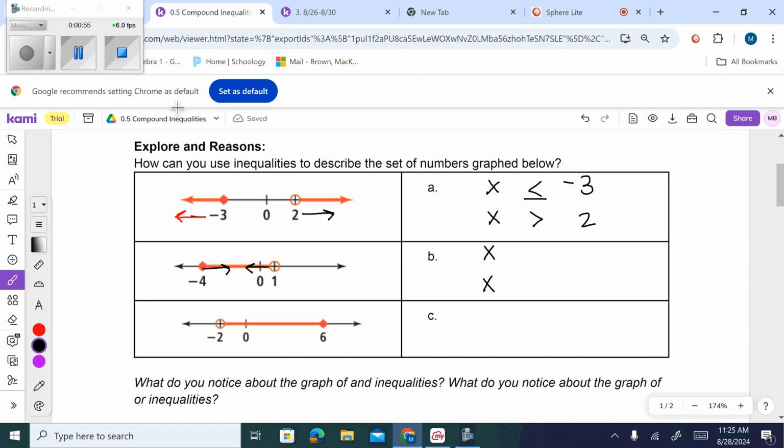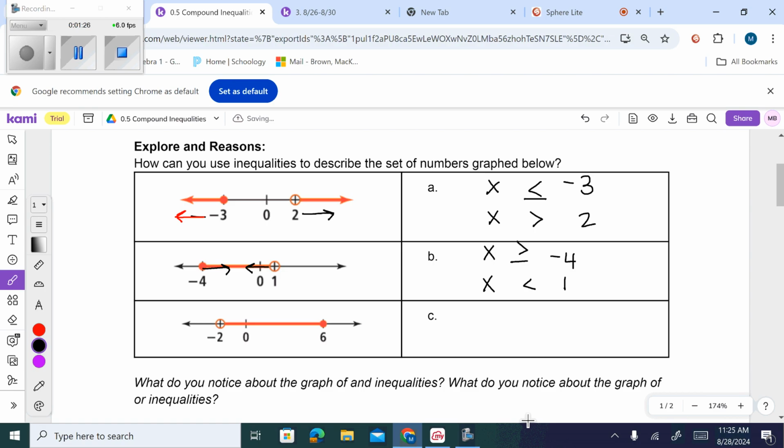And what's probably going to go with that first X? -4. And what's going with that second X? 1. Alright? So at that -4, what direction is my arrow going? Right. What is that? Greater than. Okay? It's got a closed circle, so what needs to go underneath this? A line. All right, and then if I look at the 1, which way is that arrow going? Less than. Good, it's going to the left, so that's going to be less than 1.